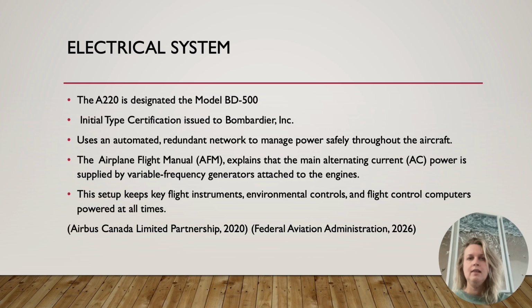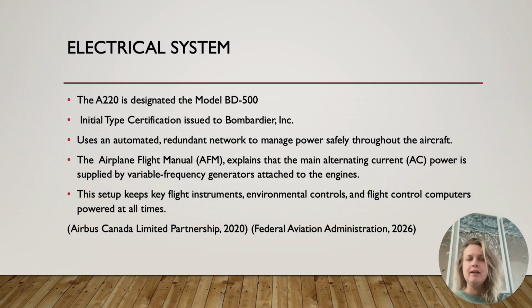The A220 is also called the BD 500 because its initial type certificate was issued to Bombardier Incorporated and not Airbus. Later on, Airbus took over the creation of the A220, and that's why it's called an Airbus 220 now. It uses an automated, redundant network to manage power safety throughout the aircraft.